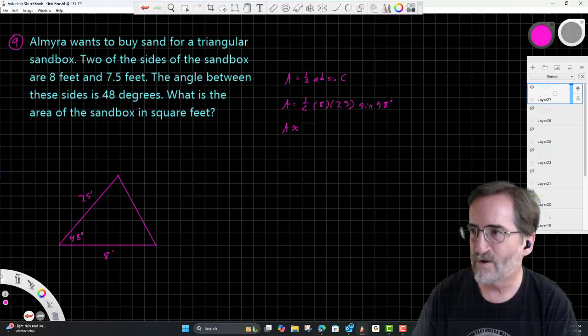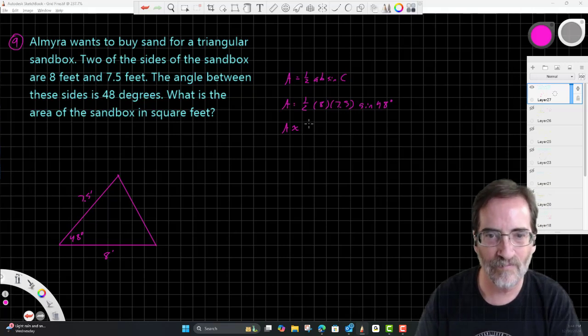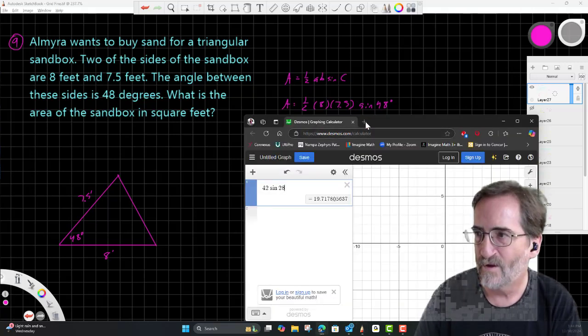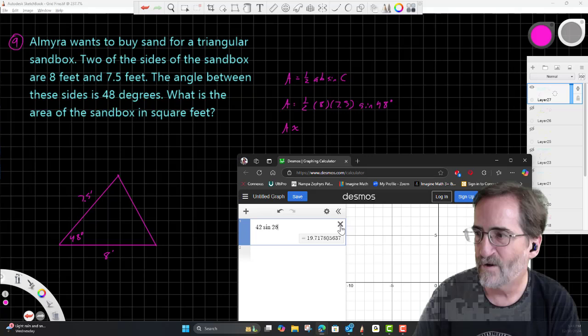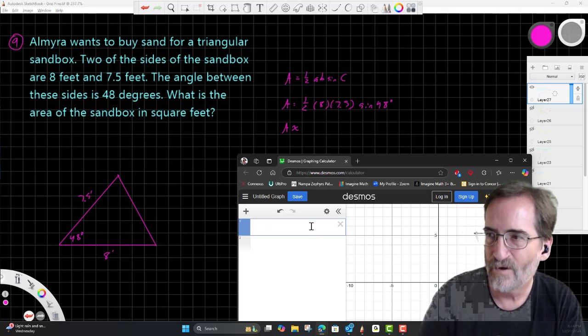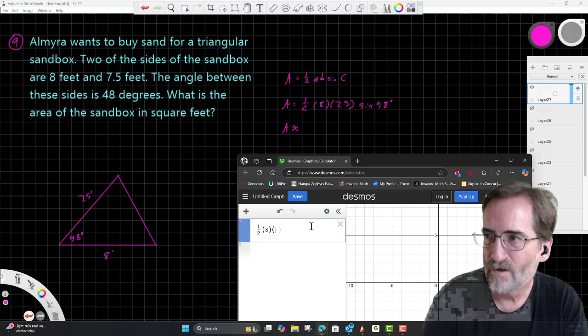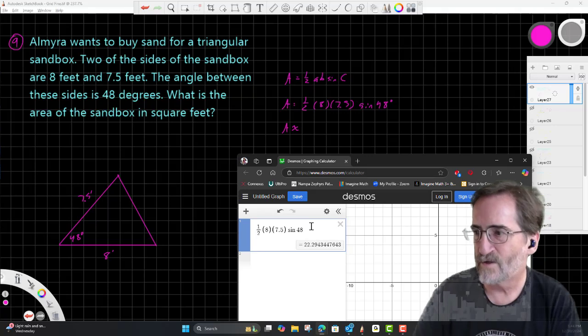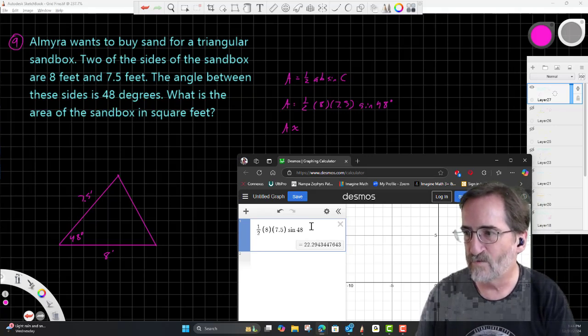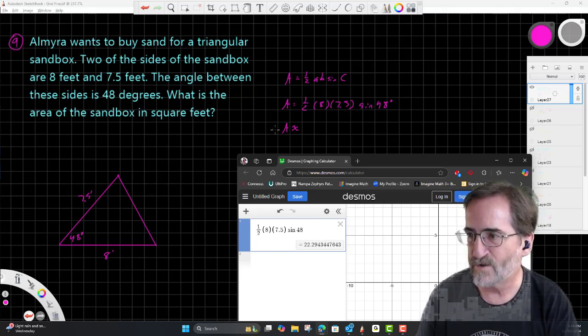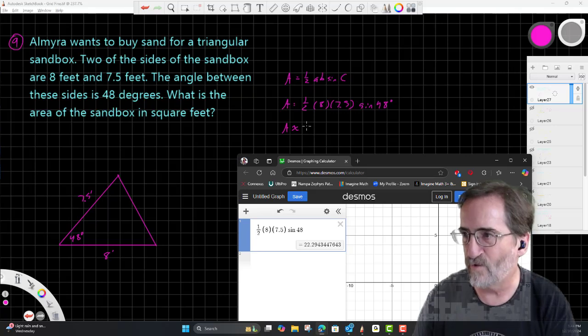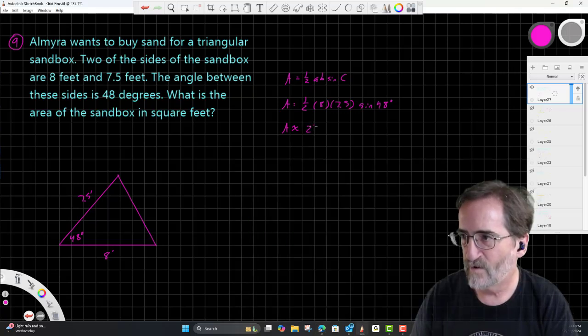And now reach for a calculator. Approximately 1/2, right arrow, 8 times 7.5 sine 48. 22.29. I'm going to go to the nearest tenths, 22.3 square feet.